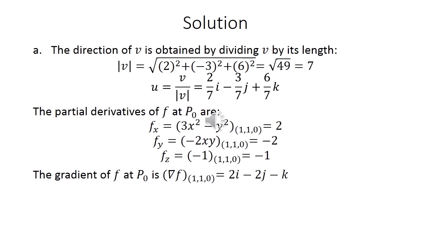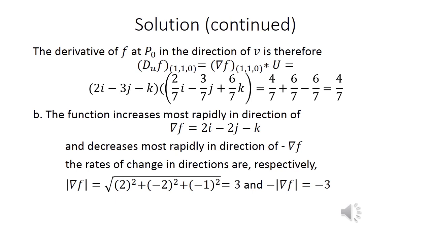Then the derivative of f at P0 in the direction of v is therefore the directional derivative in the direction u, computed at (1, 1, 0), which equals the gradient of f at (1, 1, 0) dotted with u, equal to (2i minus 2j minus k) multiplied by (2/7 i minus 3/7 j plus 6/7 k), which equals 4/7 plus 6/7 minus 6/7, equal to 4/7.